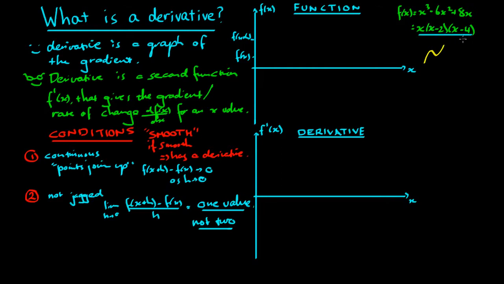These factors here indicate the x-intercepts. So I've got x equals 0, x equals 2, and x equals 4. So I'll mark those in on the graph. (0, 0), that'd be x equals 0, (2, 0) for x equals 2, and (4, 0) for x equals 4. And now I need to link them up using this sort of shape.